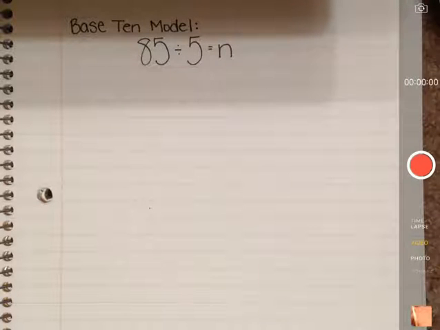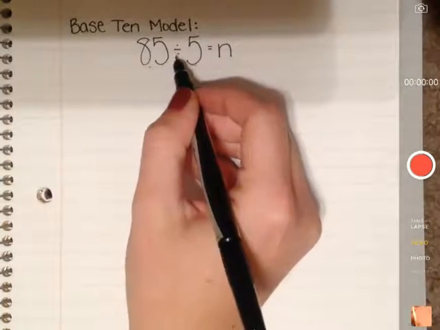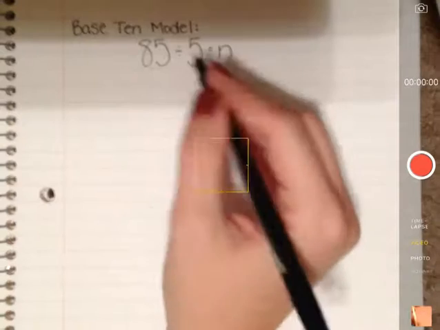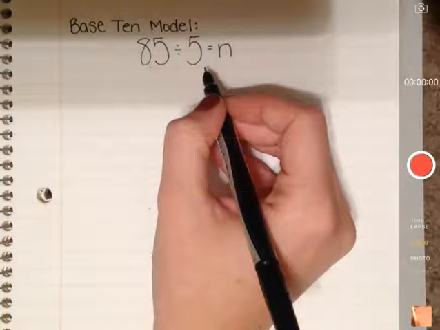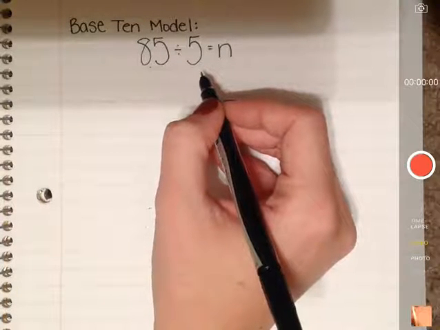Okay, now that we've copied down our learning goal, we're going to go ahead and review our base 10 model, which is what we practiced in class today. So we're going to divide the equation 85 divided by 5 equals n using our base 10 model. Remember, when we're doing a base 10 model, we say to ourselves, how many equal groups am I going to be making? Well, the equation 85 divided by 5 equals n tells me that I'm going to be splitting 85 into 5 equal groups. So I can go ahead and draw my 5 equal groups.